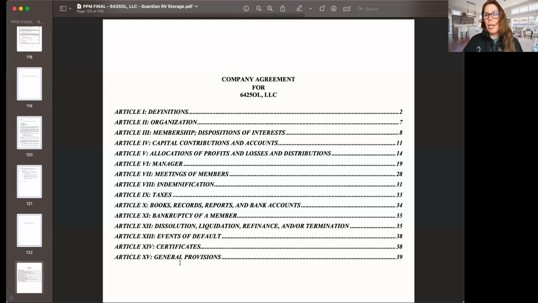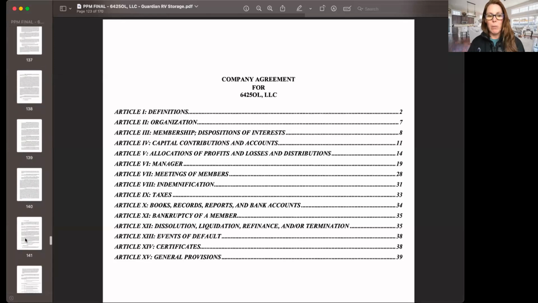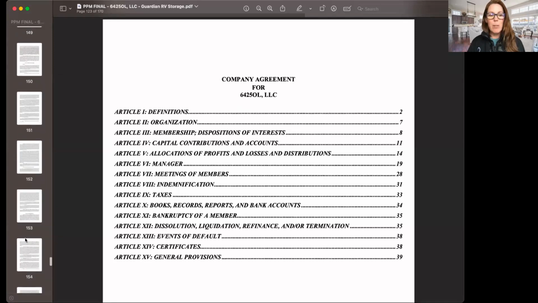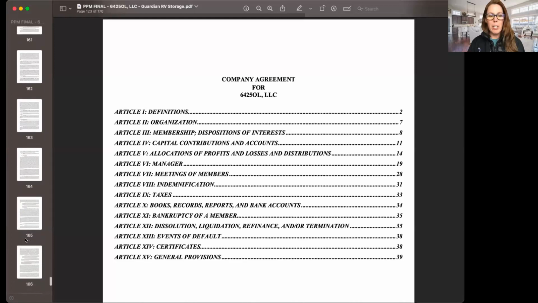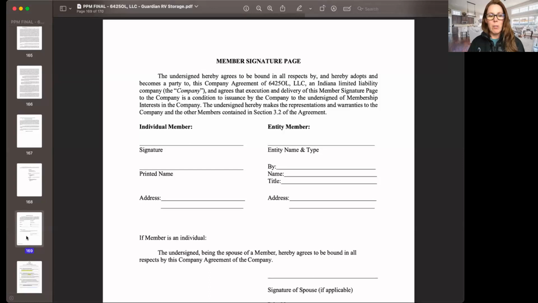And the company agreement is where you're going to see a lot of the deviation on how the company is organized. This is what changes probably the most deal to deal. But again, I can't advise you. You need to make sure that your lawyer has eyes on everything if you're going to have your lawyer review it. And once you review the company agreement, you're going to come down here to the member signature page. You're going to sign it.